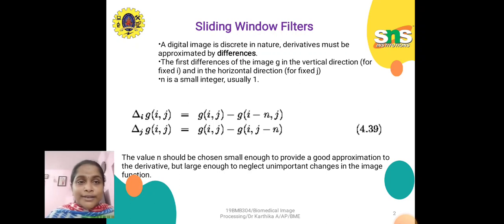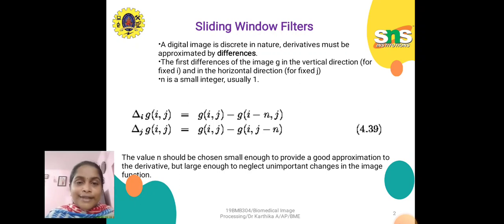First, a digital image is discrete in nature and the derivatives must be approximated by differences. We know that very well, and the first difference of the image G in the vertical direction for fixed I and in the horizontal direction for fixed J. For vertical we fix I, for horizontal it is J. N is a smaller integer, usually 1. Here see the formulas del I G of ij and del J G of ij.